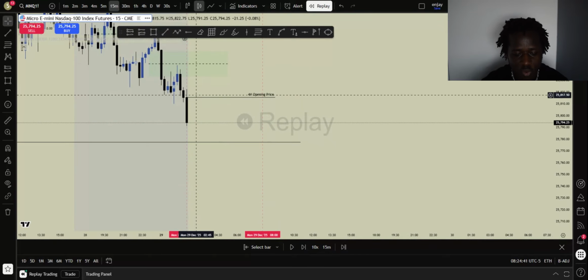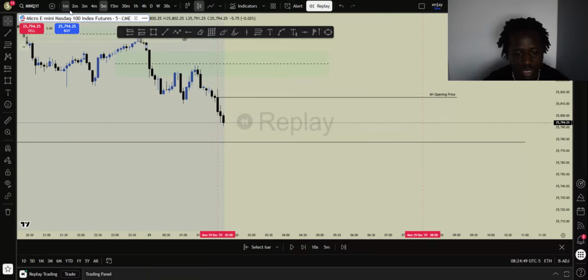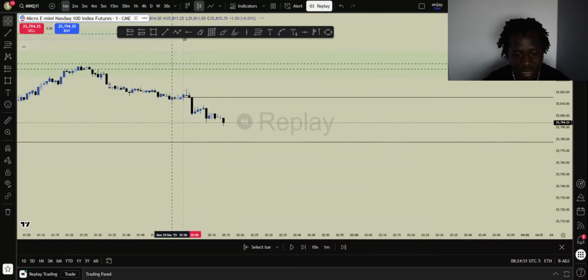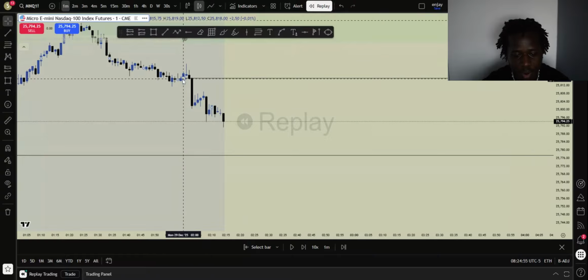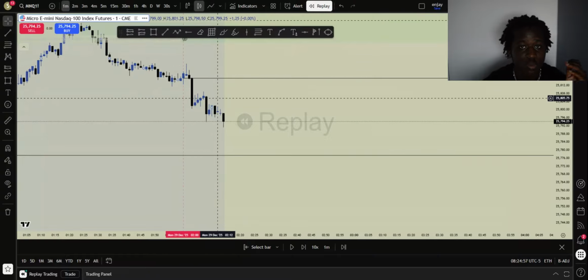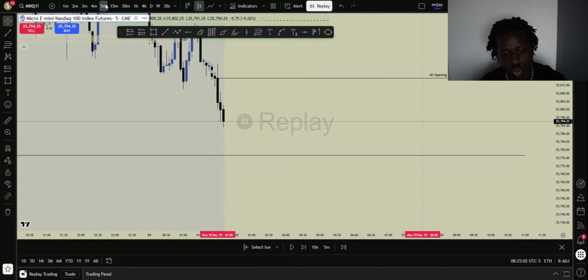So we're looking for price to perhaps trade above this, or if price has already traded above this, let me scale down to the 5-minute or the 1-minute time frame. Scaling down to the 1-minute, we see that price has already traded above this 4-hour opening price. So there is the possibility that price might not trade above it again, just so you know.